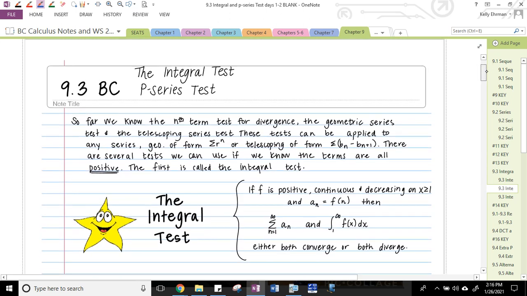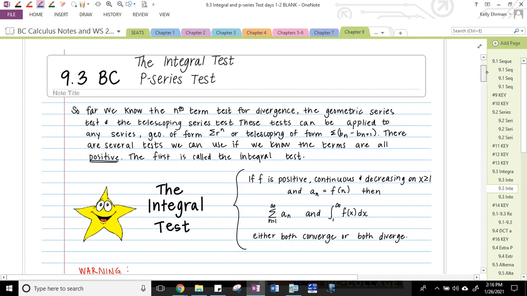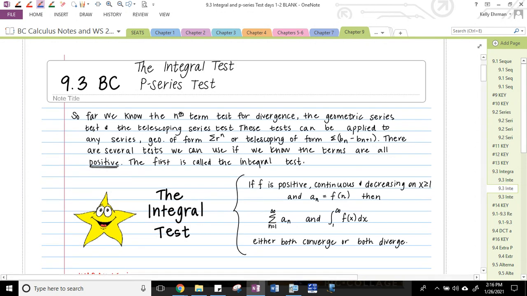All right, we're going to start chapter 9.3, and we're breaking this into 2 days of notes. So today we're going to talk about the integral test. Tomorrow's the P-series test.